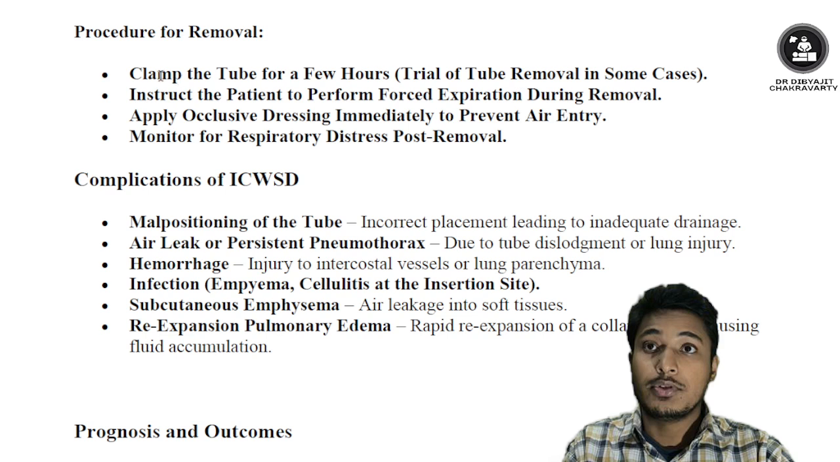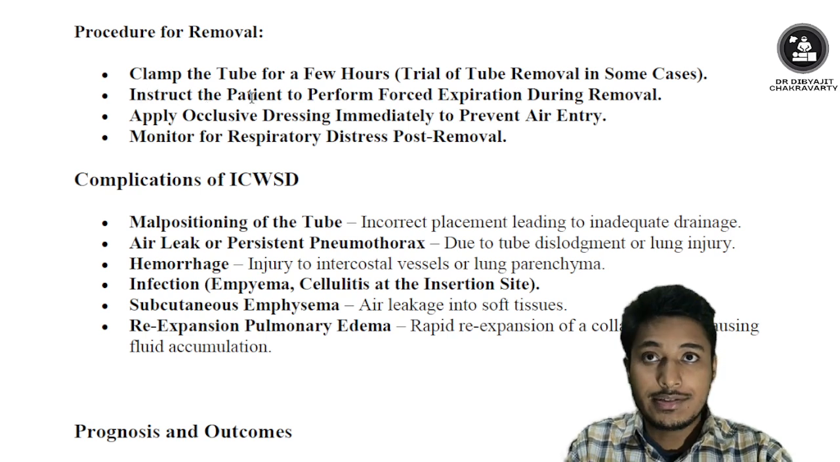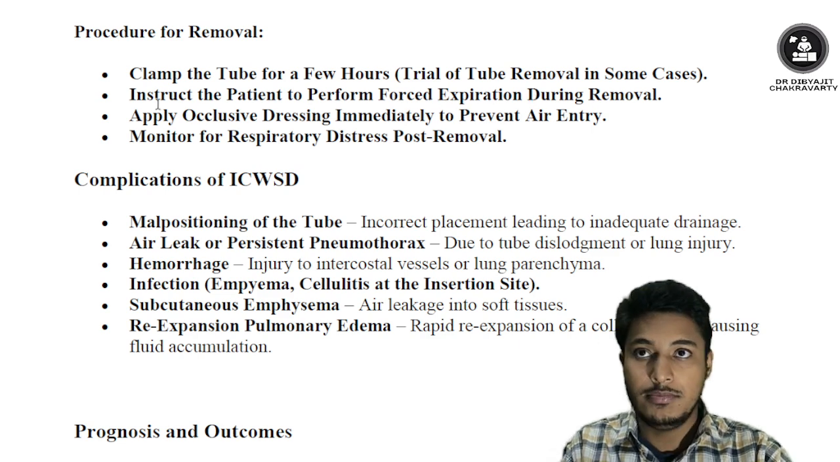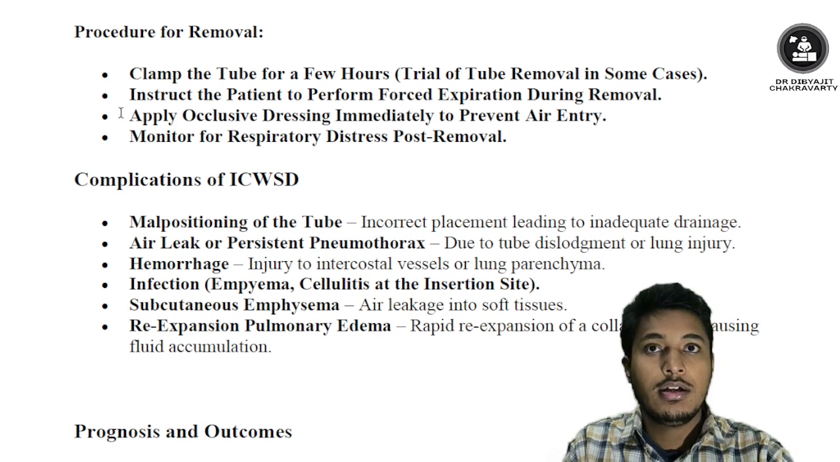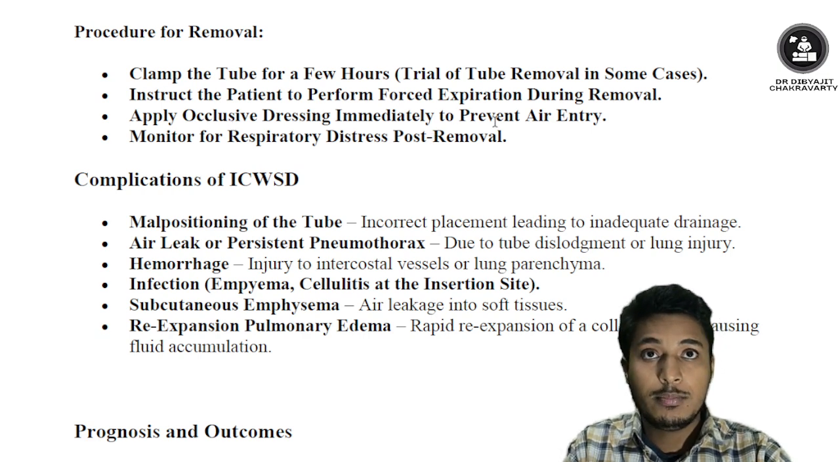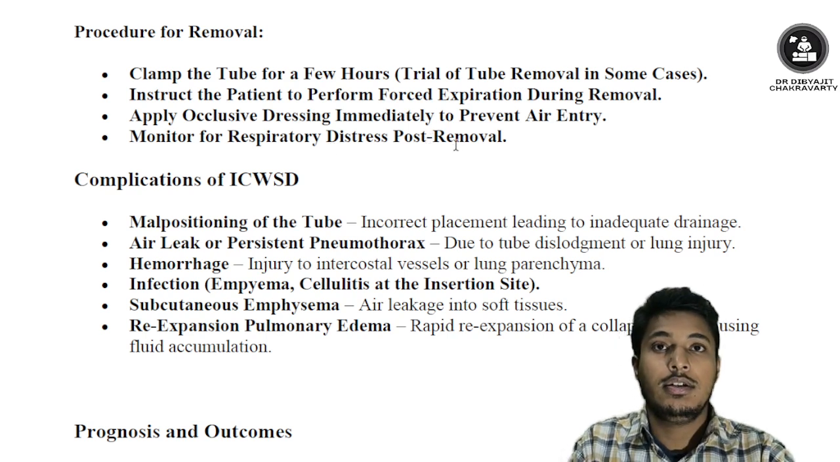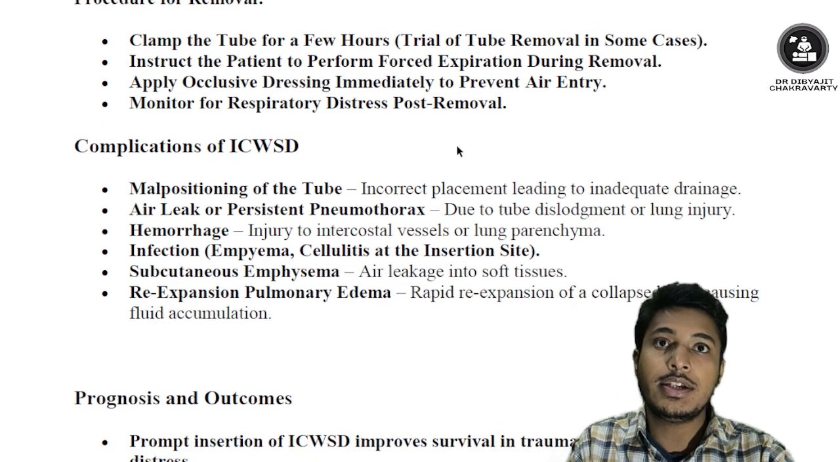The procedure of removal: first, a clamp is applied to the tube for a few hours. That is the trial of tube removal in some cases where we are in doubt. We should instruct the patient to perform a forceful expiration during the removal. Also, if possible, we should apply a mild negative suction while removing. Apply an occlusive dressing immediately to prevent air entry. Also, we can tighten the purse string suture which we applied during the insertion of the chest tube. We have to monitor and clinically assess for any respiratory distress.